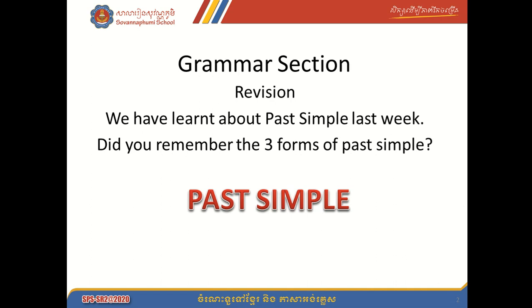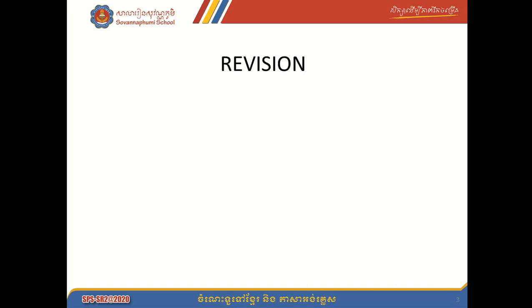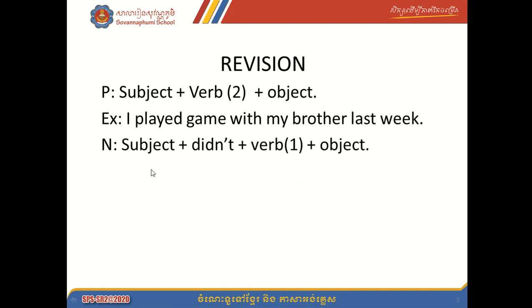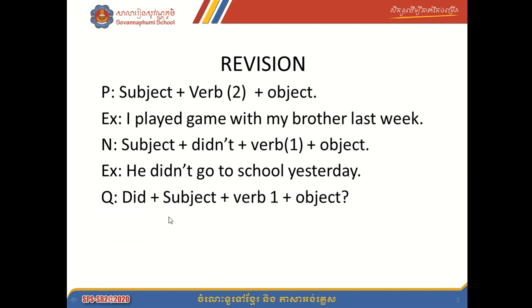Now let's go to revisions altogether. The positive form of past simple is subject plus verb 2 plus object. The example: I played game with my brother last week. For the negative form, we have subject plus didn't plus verb 1 plus object. The example: he didn't go to school yesterday. For questions, did plus subject plus verb 1 plus object and a question mark. Do not forget to put the question mark for your questions.